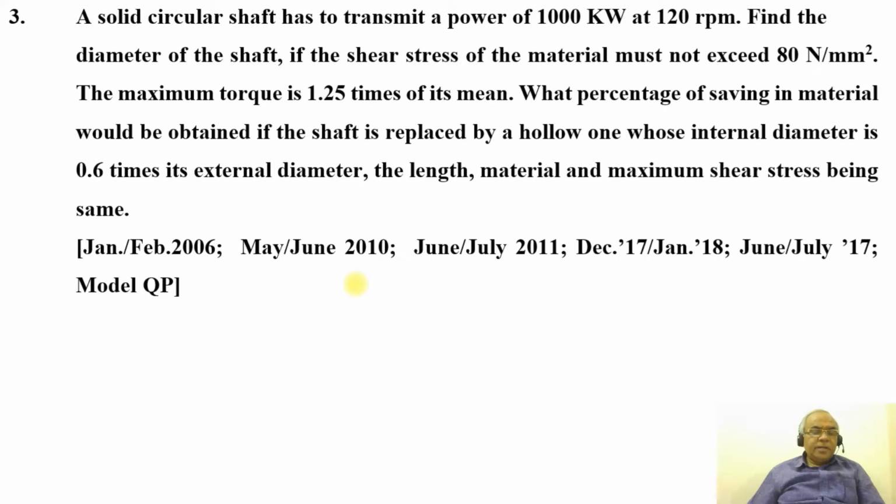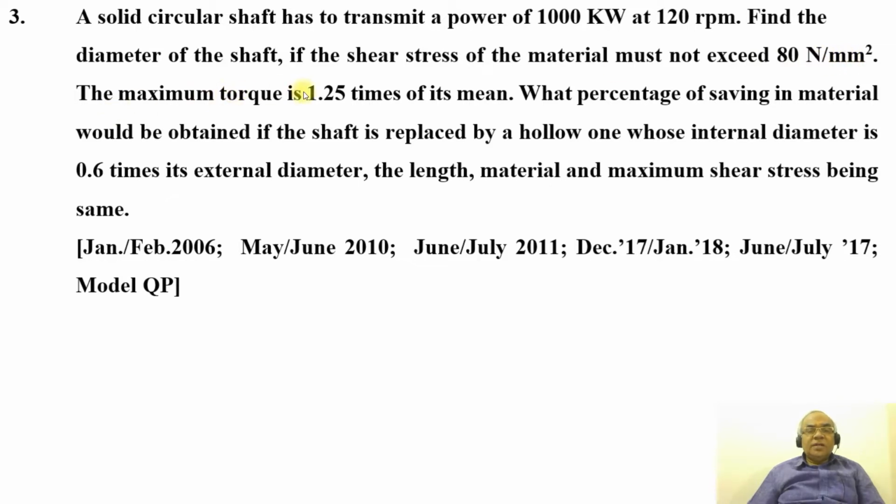Now, in this video, we're going to take up one more problem. Problem number 3. A solid circular shaft has to transmit a power of 1000 kilowatt at 120 rpm. Find the diameter of the shaft if the shear stress of the material must not exceed 80 Newton per mm square.